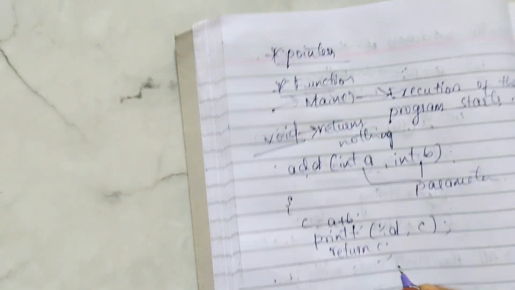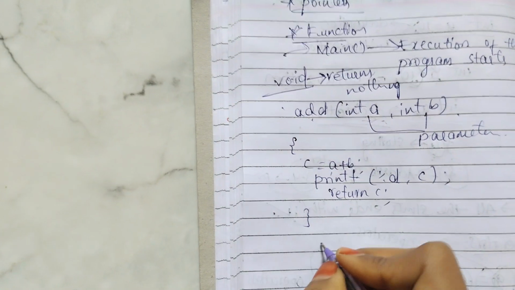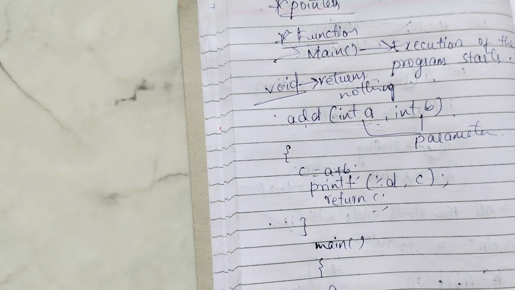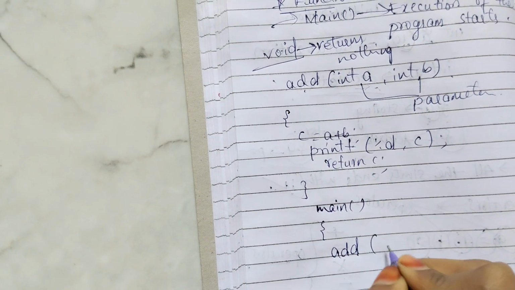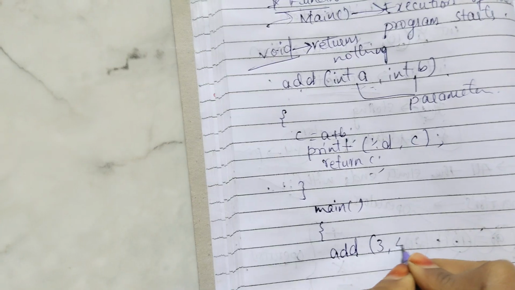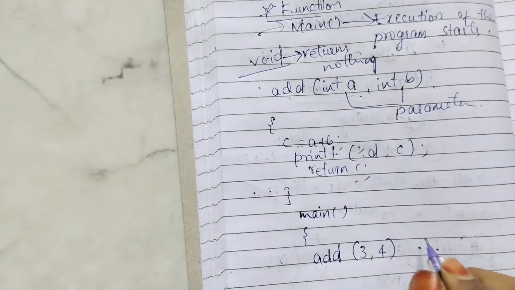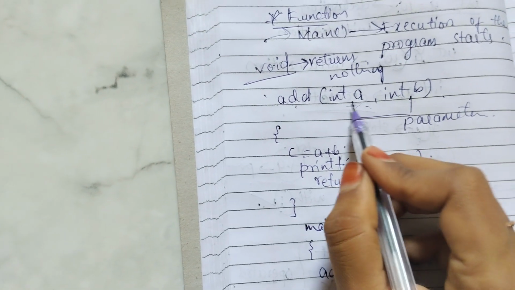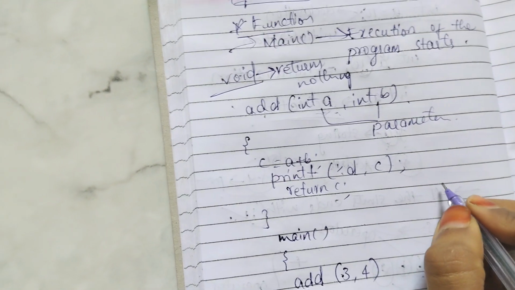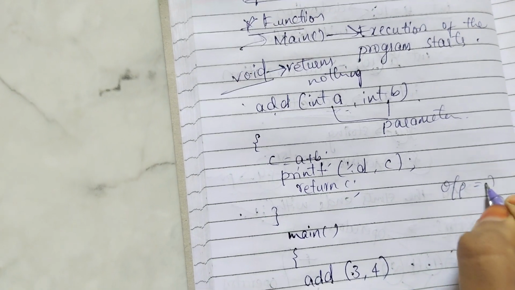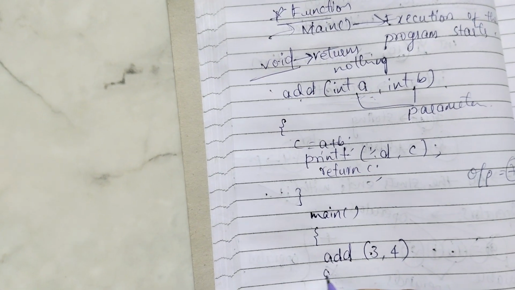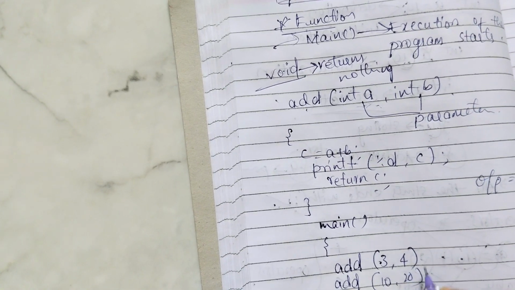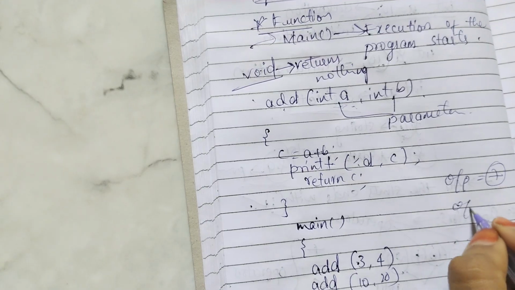Here I'll take one more function, that is main. For example, I'll take here add. I'll give the values to a and b, 3, 4. Then it will go and check the parameters a and b. The values are 3 and 4. The output will be 7. Again, I can give any numbers, add 10, 20. Again, it will check the parameters and give the output as 30.